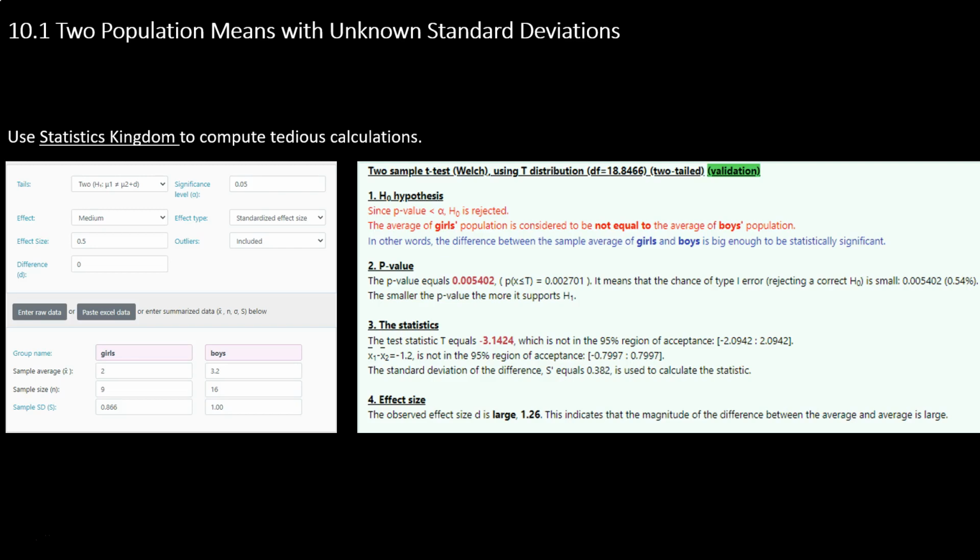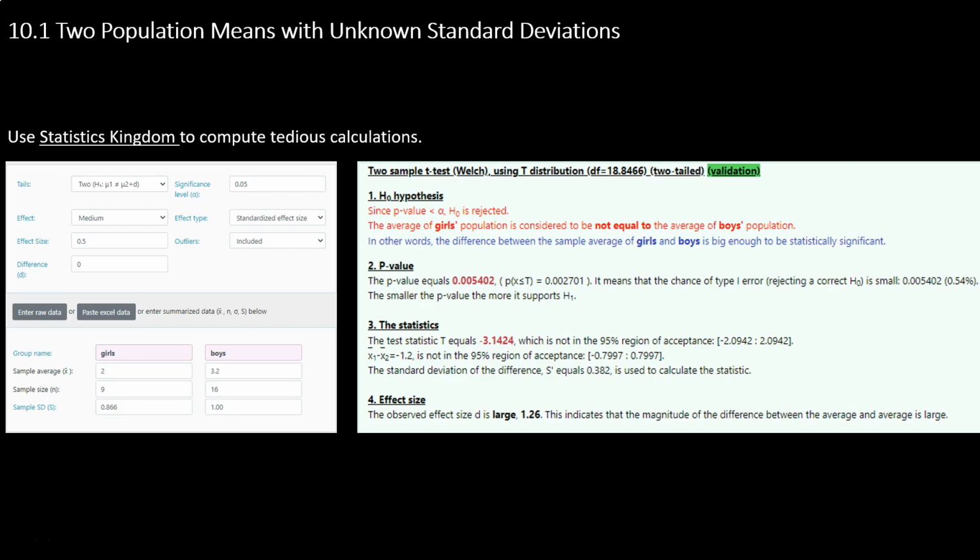Then we click Calculate, and the online calculator produces the image you see on the right, which is the summary of the hypothesis test. Now, in the heading, you can read the degree of freedom calculation. It's the same number we got when we did this by hand on our calculators, 18.8466.